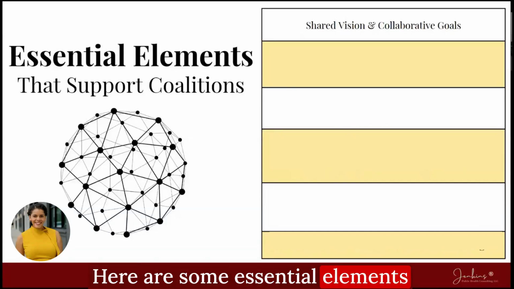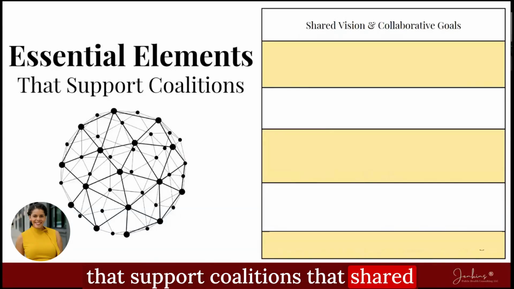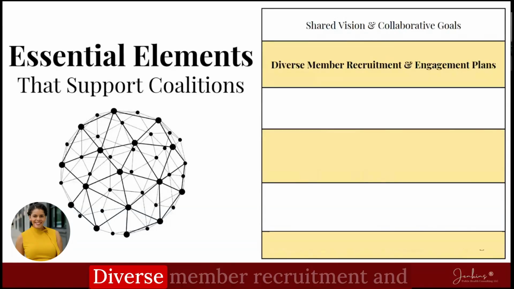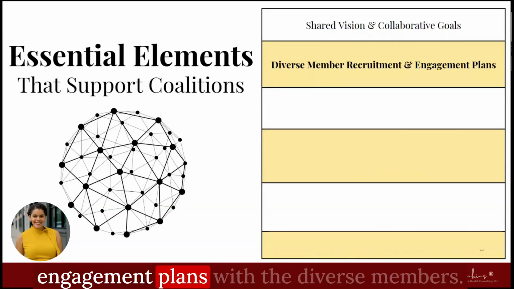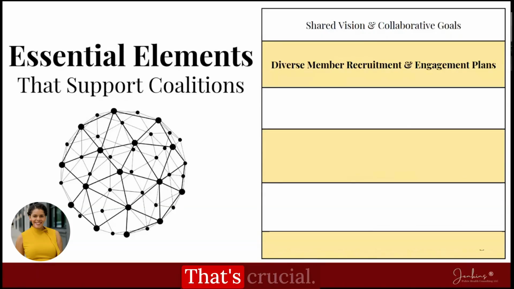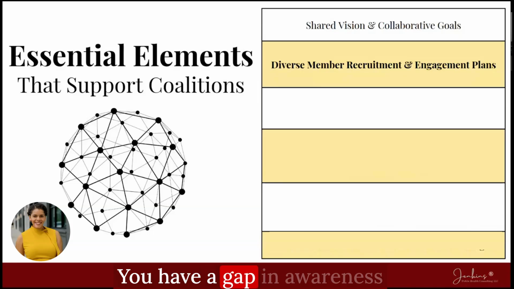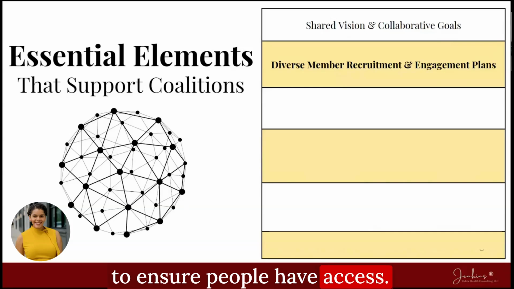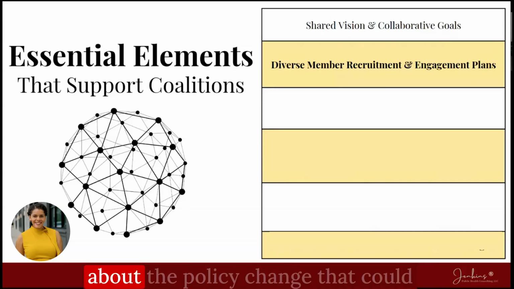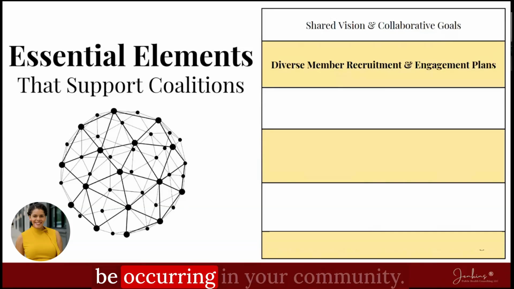Here are some essential elements that support a coalition: a shared vision and collaborative goals, and diverse member recruitment and engagement plans. With the diverse members, that's crucial. But without diversity, you have a gap in your knowledge, a gap in awareness of what's really going on, and you're really not doing things in an equitable manner to ensure people have access or to ensure people are knowledgeable about the policy change that could be occurring in your community.